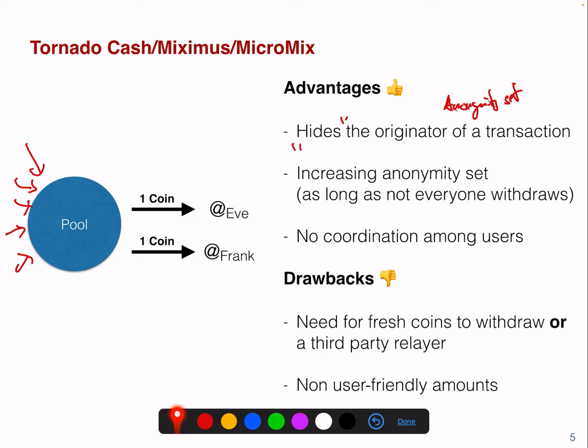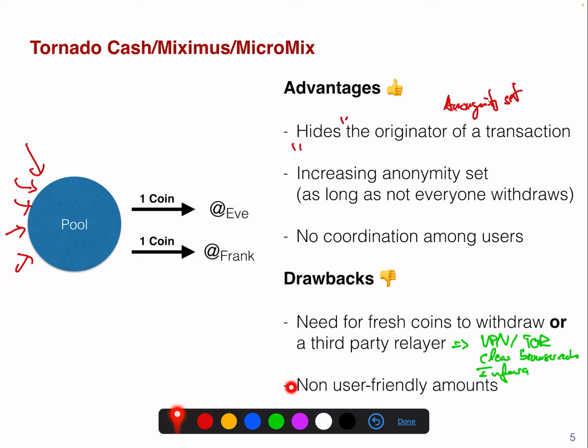The drawback is that you need some fresh coins to withdraw, or a third-party relayer. If you use the relayer, then you should use a VPN or Tor to protect yourself. Clear the browser cache. Then you should probably not use Infura, because Infura might also leak your identity. So there are a lot of things to be thinking about when trying to act in a privacy-preserving manner, or to use blockchain protocols in a privacy-preserving manner.